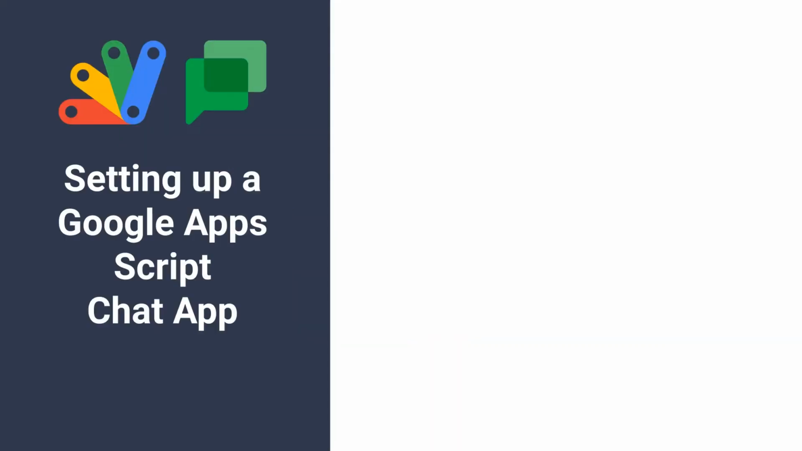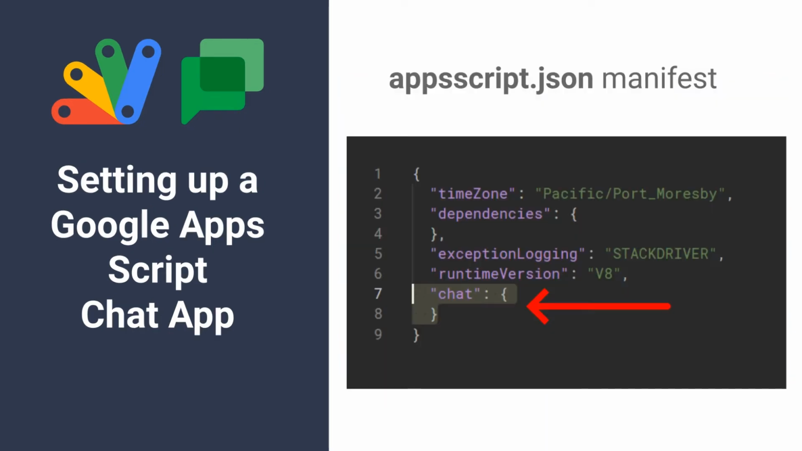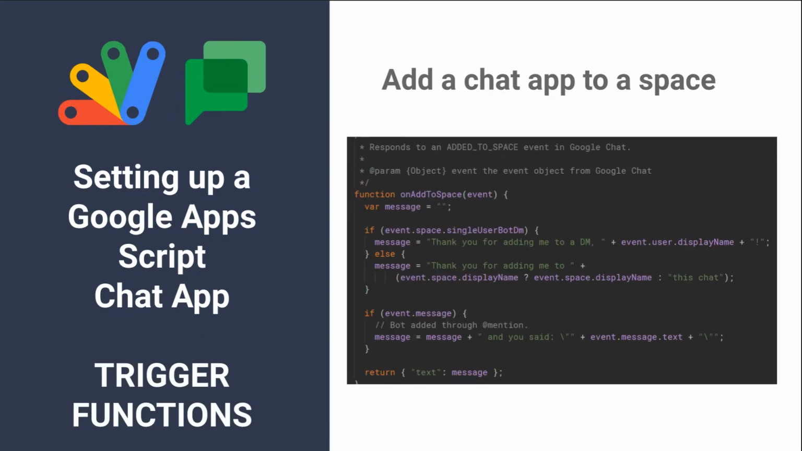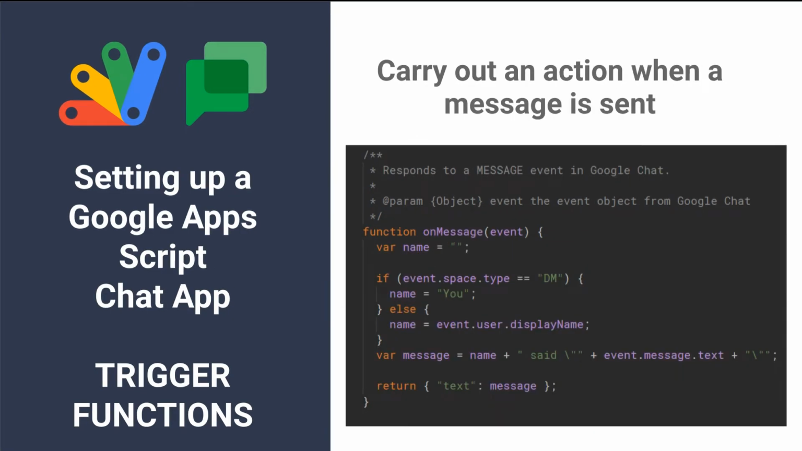Setting up a Google Apps Script project for Google Chat is a little different to what you might be used to with web apps, bound, and standalone projects. I'll dive into this in detail in the walkthrough of the tutorial in the next part. However, the first step is to add a chat property to your Apps Script JSON manifest file. From there, we can use some inbuilt trigger functions to add a chat app to a space or a DM, remove a chat app from a space or DM, and carry out an action when a message is sent.